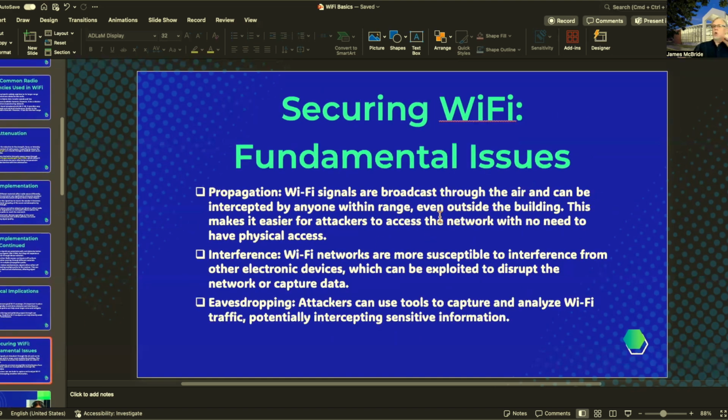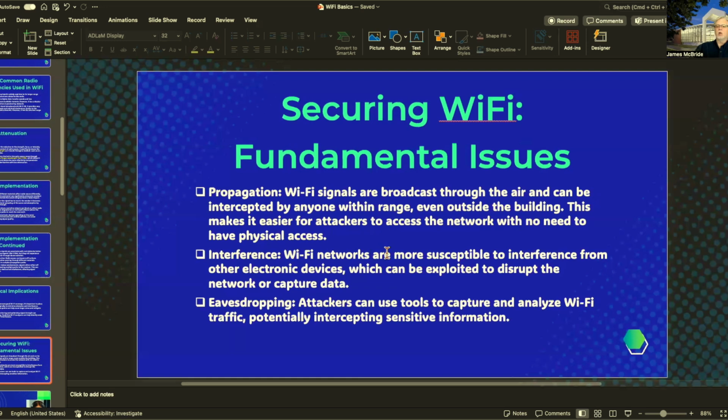the problems that this causes with security, which I've already been kind of hitting on. The propagation means that Wi-Fi signal is broadcast through the air and can be intercepted by anyone within range, even outside the building. This makes it easier for attackers to access the network with no need to have physical access. So they can sit outside your building and try to hack it.